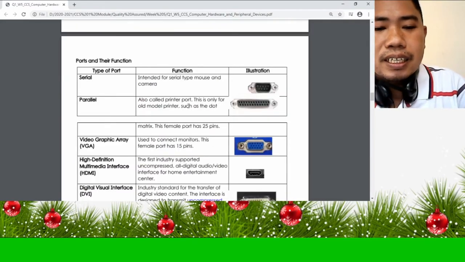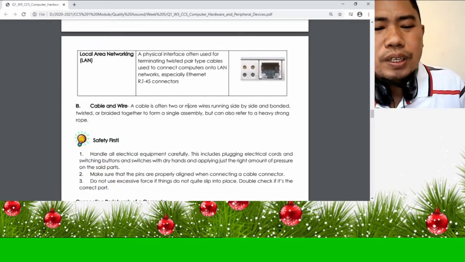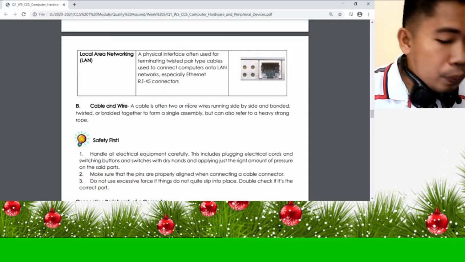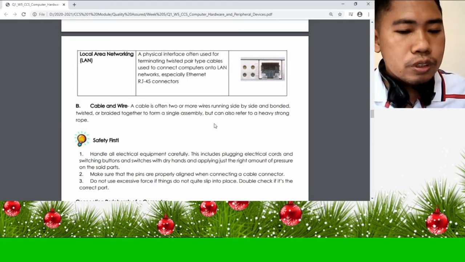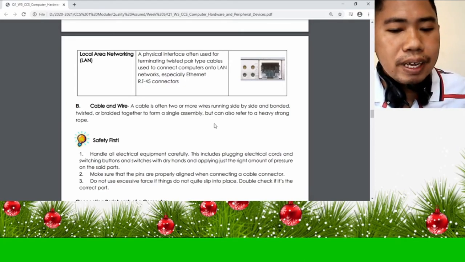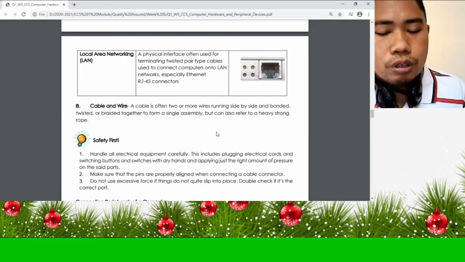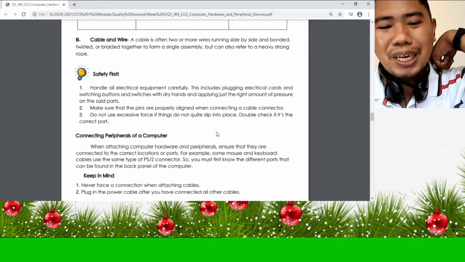All right. Then you have, unsa pa? Cable and wire. What is a cable or a wire? A cable is often two or more wires running side by side and bonded, twisted, or braided together to form a single assembly but can refer to a heavy, strong rope. Okay, familiar na mo sa cable and wire.